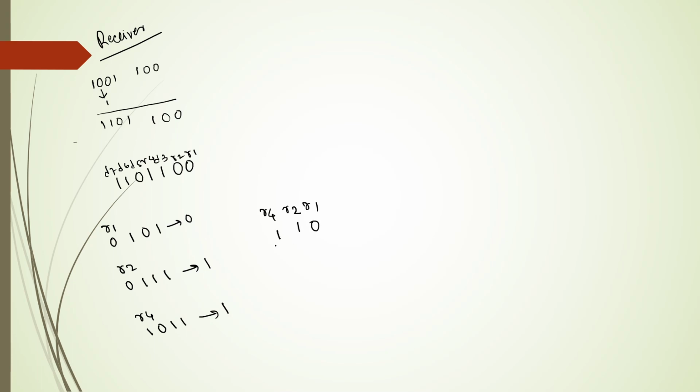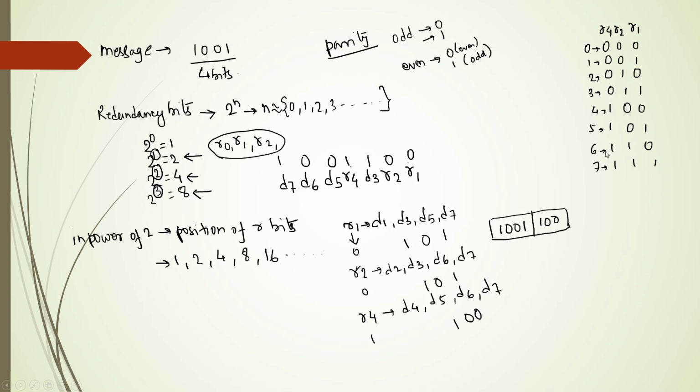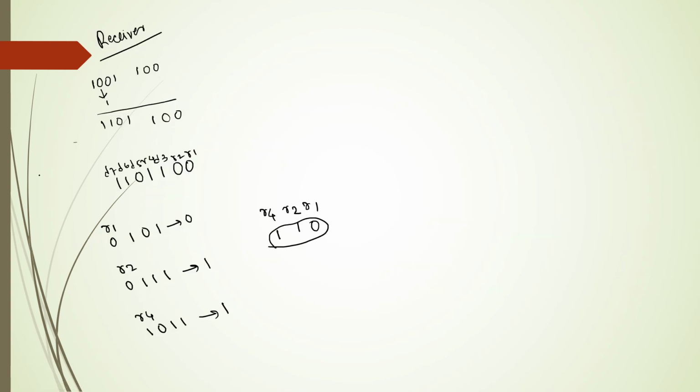1, 1, 0. Now what is this 1, 1, 0 in the truth table? Let us understand. This 1, 1, 0 is 6, right? So this means, where is the error? It is in the 6th bit, right?